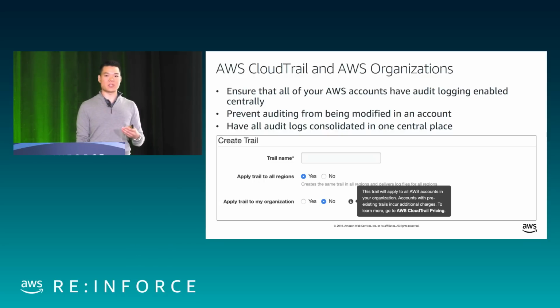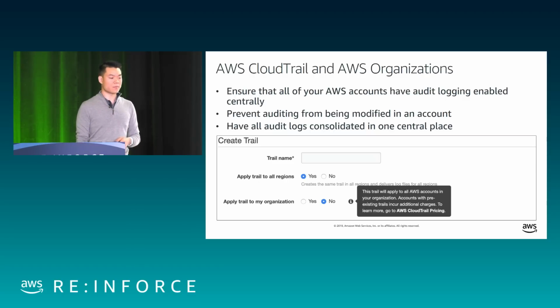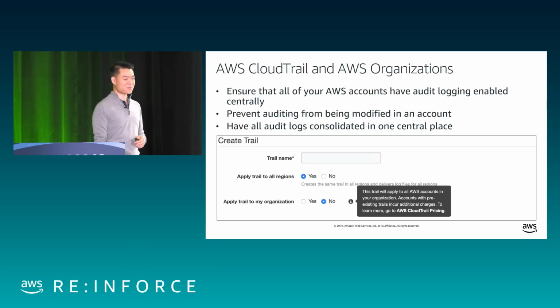A big thing about this is you can prevent your auditing from being modified in an account. Because it's a centrally managed resource, an end user in the account, no matter what permissions they have, can't go ahead and delete or modify or turn off logging in that account. So you can ensure that your audit logs are always comprehensive. And finally, you can have all of your audit logs consolidated in one place in a single bucket. And you can even query off of the central bucket using AWS Athena. So now you can write queries against the information that's stored in your audit log bucket, which is super cool.